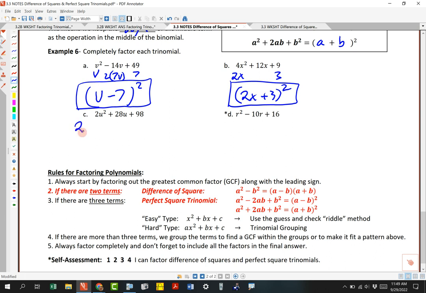Take out the 2. Don't forget rule number 1. So that's going to be u squared plus 14u plus 49. Perfect square of u. Perfect square of 7. Multiply them together. That would be 7u. Double it. Do I get 14? I do. So this is going to be u and 7. Don't forget the 2 out front. It's a perfect trinomial square, and all we have to do is get the sign right in the middle, and there we go.